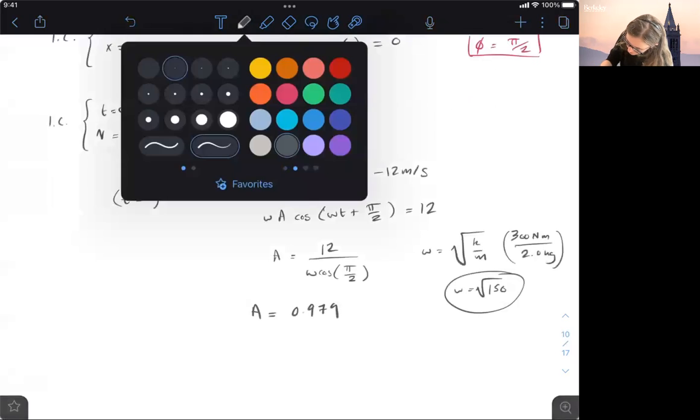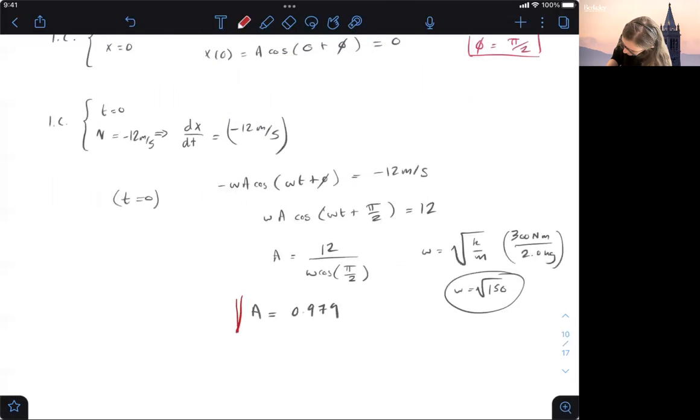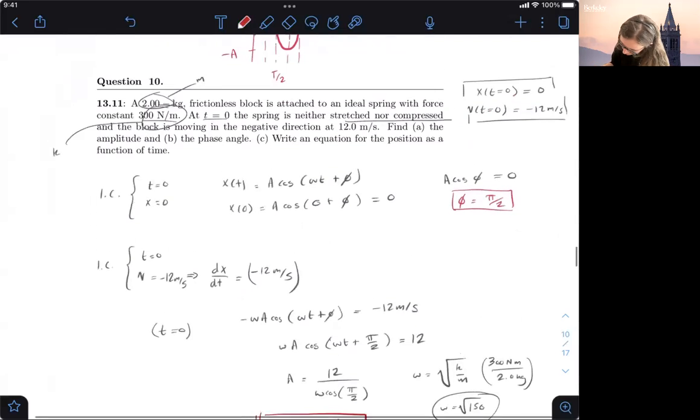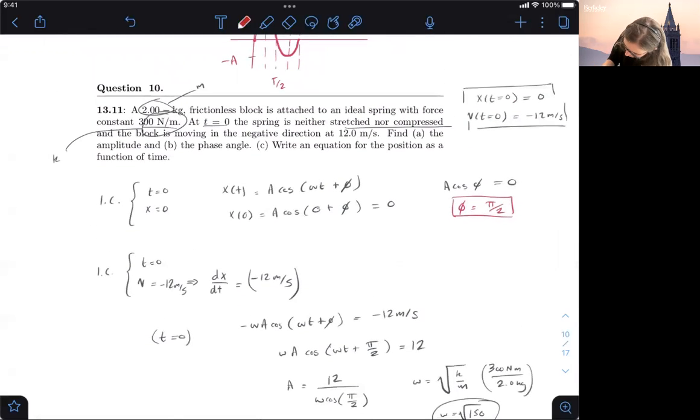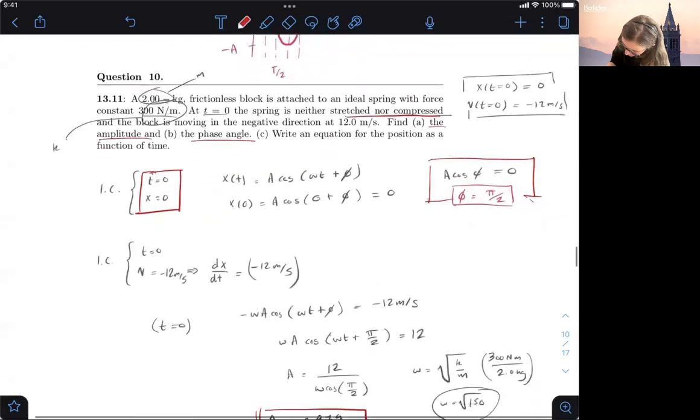Okay, so we kind of solved for things in this problem out of order, but let's go back and look for what it asked for and make sure we got everything that we were supposed to. Okay, so first it said find the amplitude and the phase angle. So we first found the phase angle actually just by using our initial conditions. We knew that at time 0, position was equal to 0, neither stretched nor compressed, right, from the initial position.